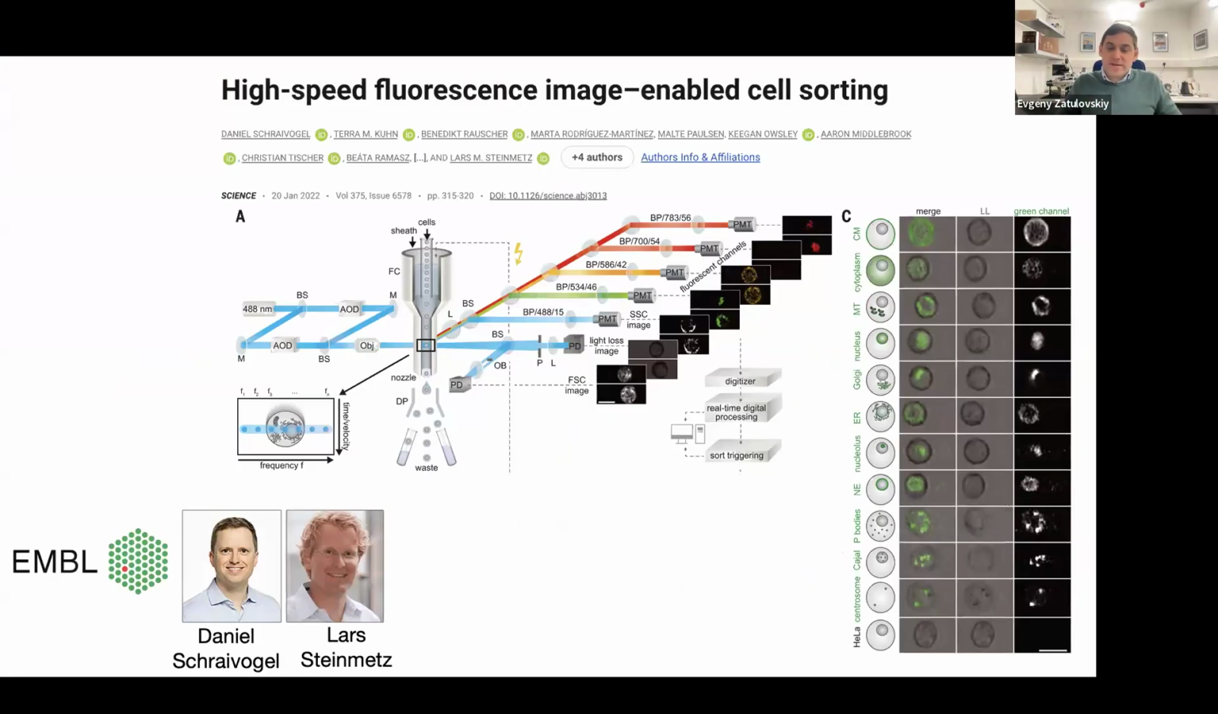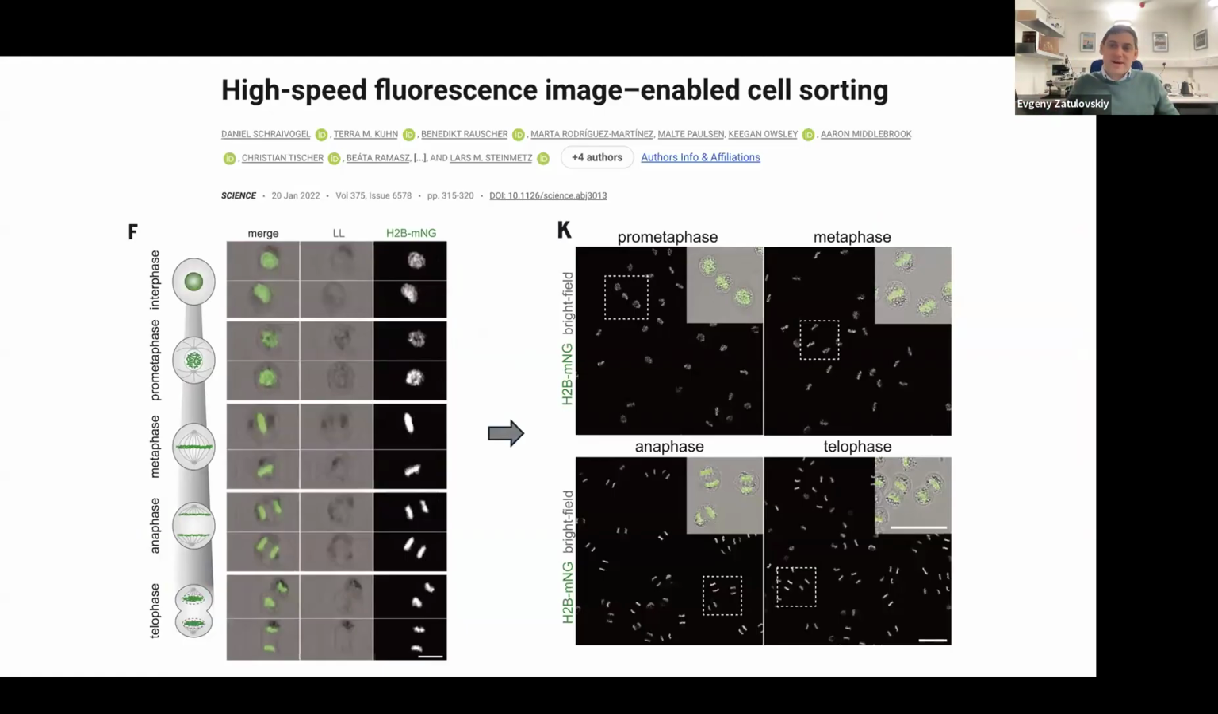where the lab of Lars Steinmetz at EMBL published this technology called high-speed image-enabled cell sorting, where in addition to normal cell sorting, they can image cells on the fly and then sort those cells based not just on the signal brightness, but also on the shape of that signal or size and different geometrical properties of the fluorescent signal, which was incredible to me because I'm a big fan of flow cytometry, but this one is just crazy, that you can combine microscopy and flow cytometry in one experiment. And now it's becoming more and more common, but at that point it sounded like a great revolutionary technology.